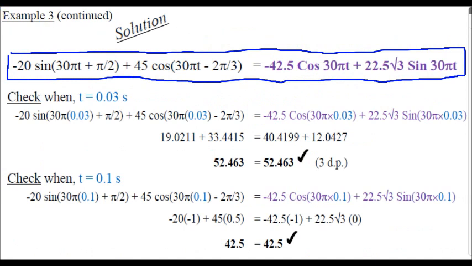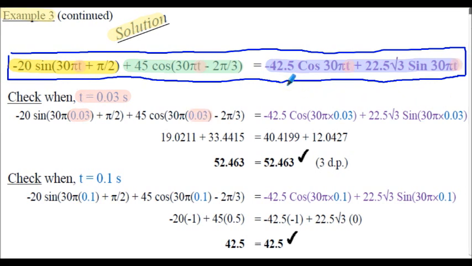Example 3, solution continued. On this slide, I'm simply checking the original waveforms with the now combined waveform on the right hand side to make sure numerically they're correct. So this is just a spot check at particular values of t. All I'm doing here is choosing a value of t equal to 0.03 seconds, and I'm inserting this value wherever there is a t in the above equation.